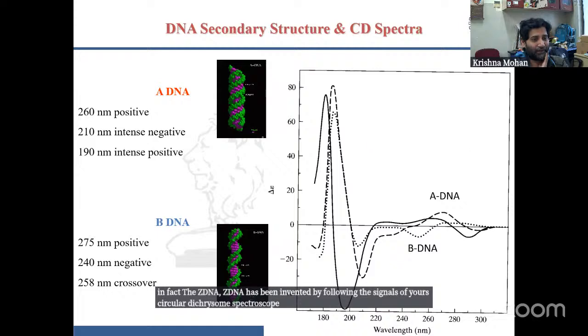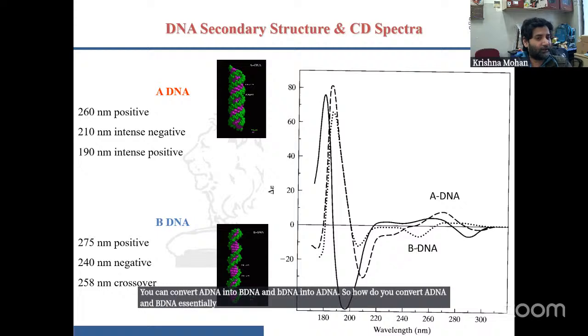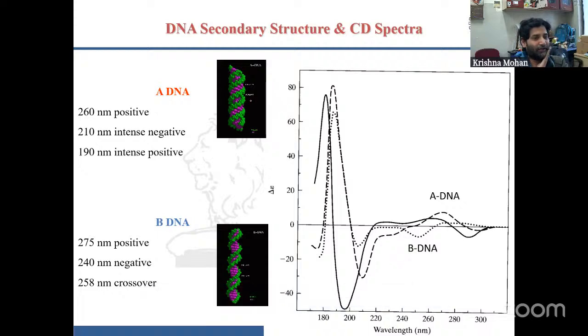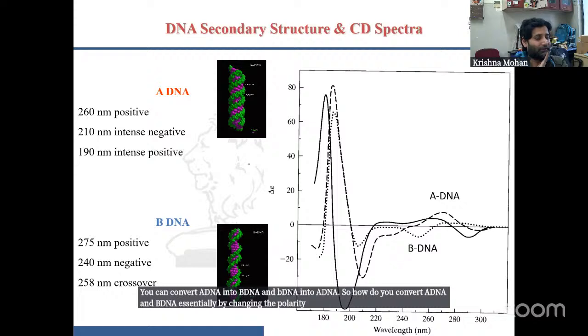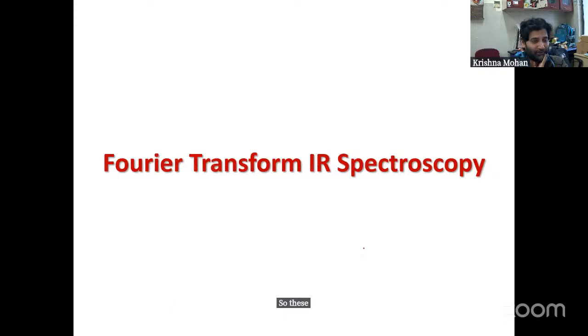Similarly, A-DNA and B-DNA are essentially interconvertible forms. You can convert A-DNA into B-DNA and B-DNA into A-DNA. How do you convert? By changing the polarity of the solvent, you can change both of them. So if you see, the A-DNA is going to convert into B-DNA and so forth. These transitions you can measure.